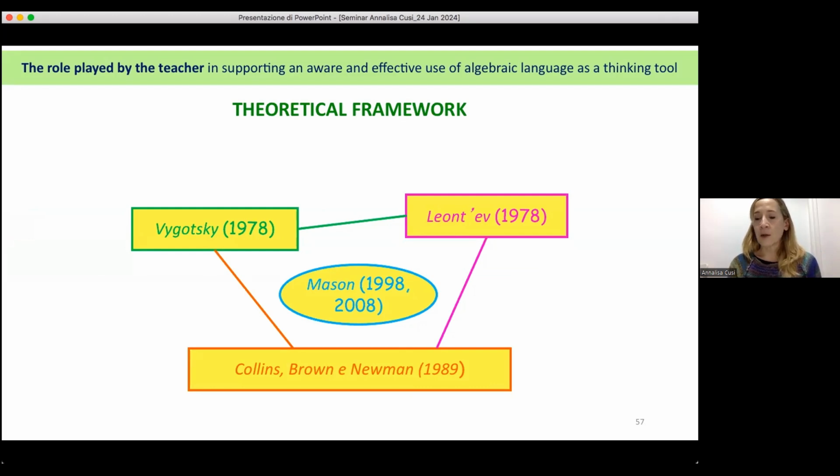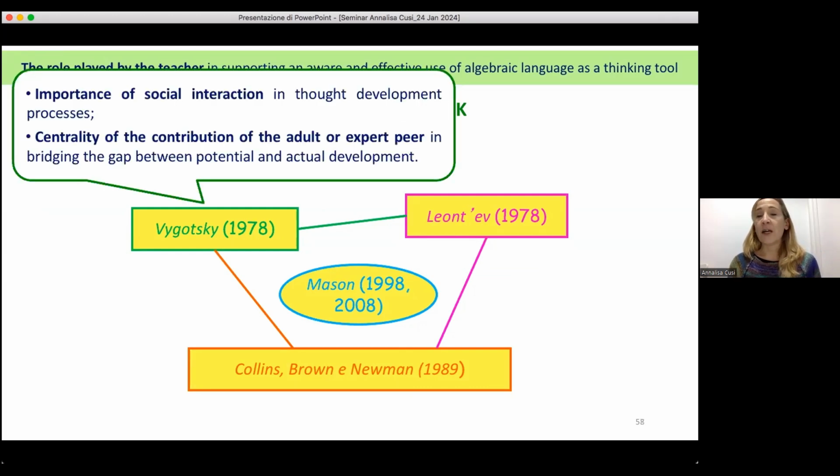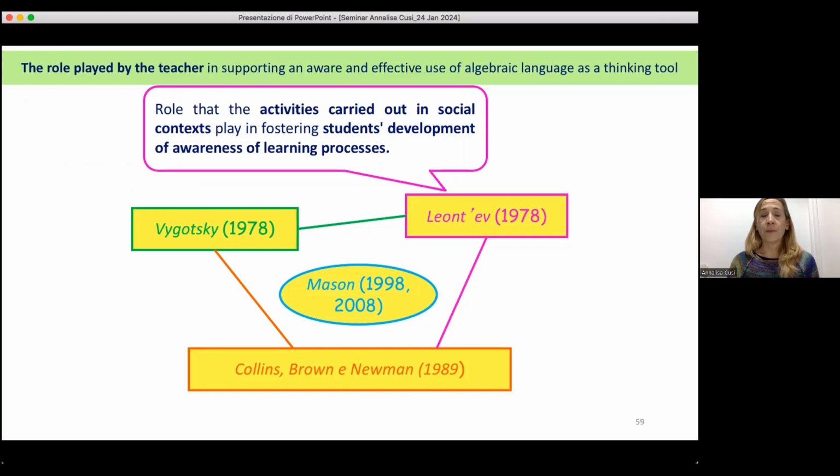The framework is a Vygotskian one. I refer to Vygotsky's ideas about the importance of social interaction in thought development processes and about the centrality of the contribution of an expert, an adult, or a peer when students are in their zone of proximal development, so in bridging the gap between potential and actual mental development. I refer to Leontiev, in particular to his idea about the role that activities carried out in social contexts could play in fostering students' development of awareness of learning processes.